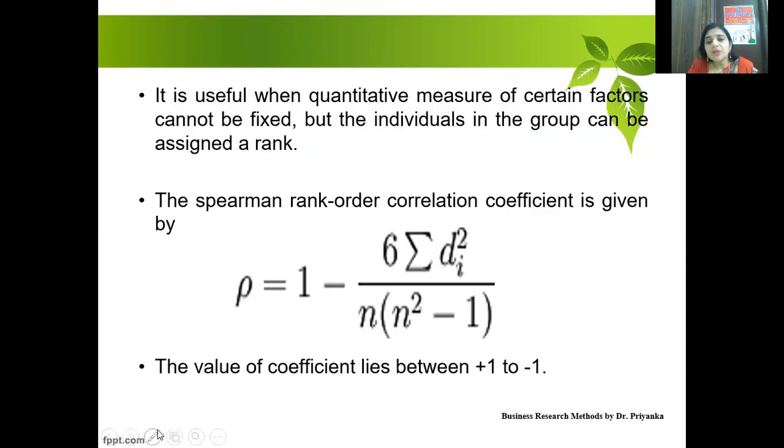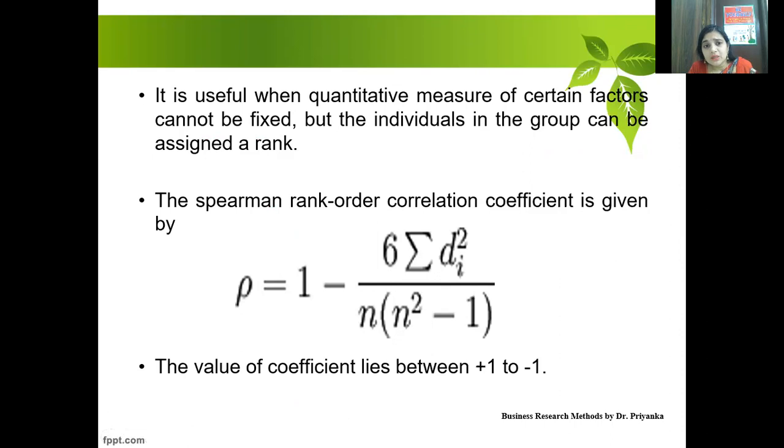So now by putting these two values in the formula, you can easily calculate the value for rho, right? When you put values like this, 6 into 14 for d i square divided by 10 into 10 square minus 1, the value would be somewhere around 84 divided by 990. So that means it would be somehow correlated.